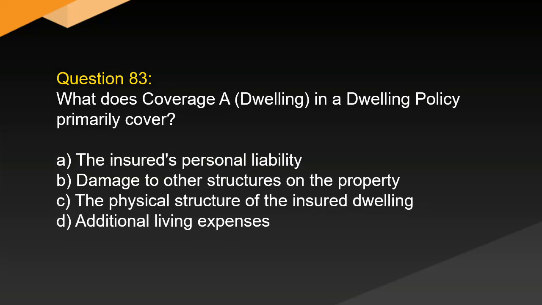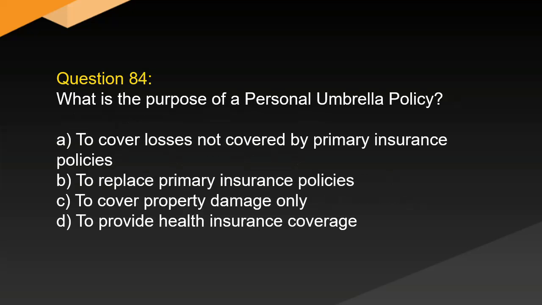Question 83. What does coverage of dwelling in a dwelling policy primarily cover? A. The insured's personal liability. B. Damage to other structures on the property. C. The physical structure of the insured dwelling. D. Additional living expenses.